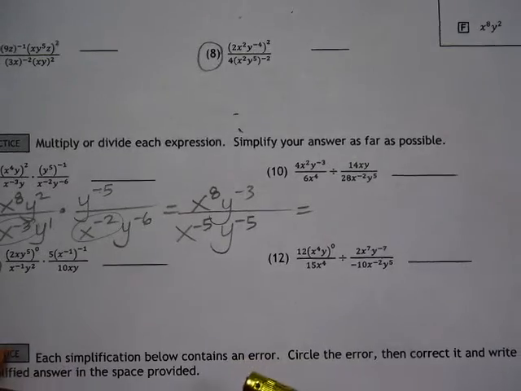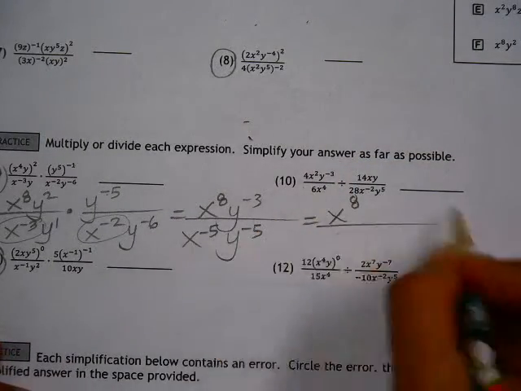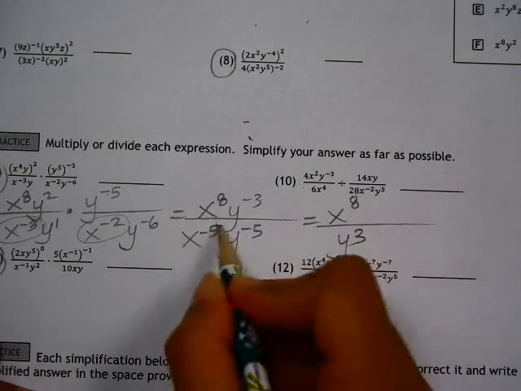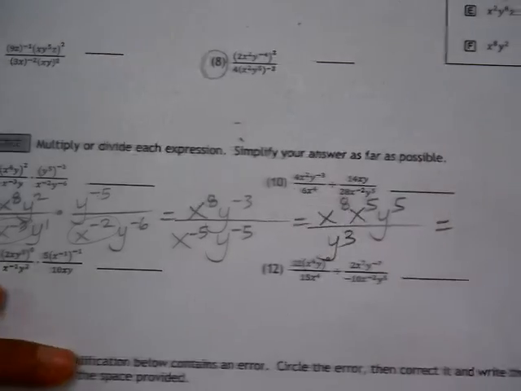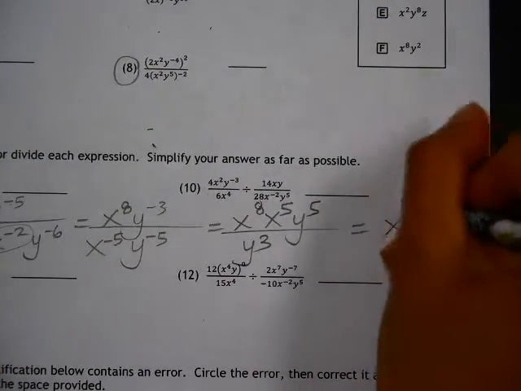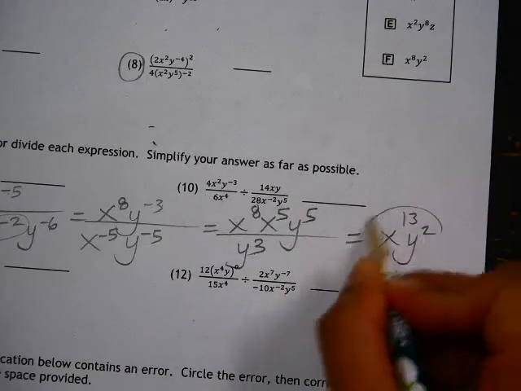And then anything that has a negative exponent, I'm going to move it. So this y to the 3rd comes to the bottom. X to the 5th, y to the 5th goes to the top. So we're left with x to the 13th, and then we have a 5 minus 3 is y squared.